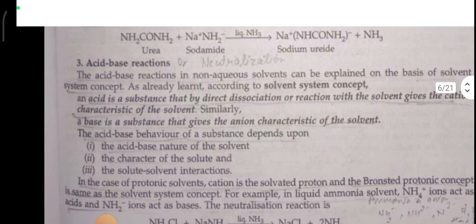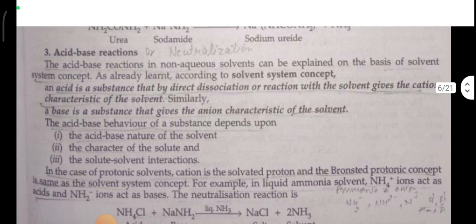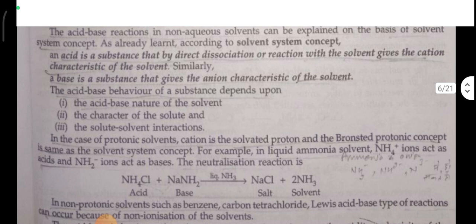Acid-base reaction. The acid-base reaction in non-aqueous solvent can be explained on the basis of solvent system concept. As already learned, according to solvent system concept, an acid is a substance that by direct dissociation or reaction with solvent gives the cation characteristic of solvent. Similarly, a base is a substance that gives the anion characteristic of the solvent. Acid-base behavior of a substance depends upon the acid-base nature of solvent, the character of solute, and the solute-solvent interactions.